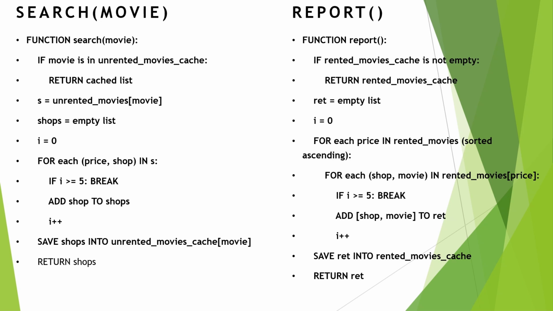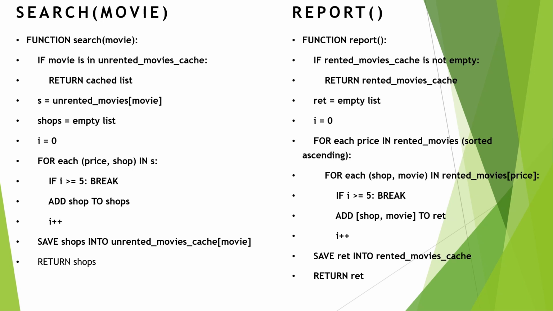Coming to the search operation. Searching a movie means: give me the 5 cheapest shops that carry an unrented copy of the movie. So the first thing is, as you know, for search we are already maintaining a cache. So if we see the movie is present in the cache, we fetch it from the cache and return it. Straightforward. If not, we'll go ahead and calculate it.